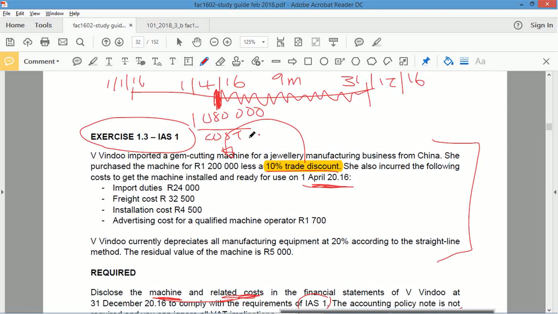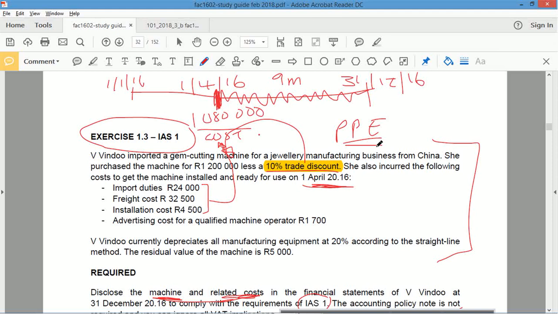Why would you need the advertising costs? Or why wouldn't you need the advertising costs? What do the advertising costs relate to? Getting business for her, getting new clients. Advertising costs for a qualified machine operator. Who needs to operate the machine? Someone who's qualified. You're advertising for someone. Does that relate to the machine? No. That's totally separate. So I'm only going to include these costs in line with the cost of the asset. Because remember, what does the property, plant, and equipment theory say?